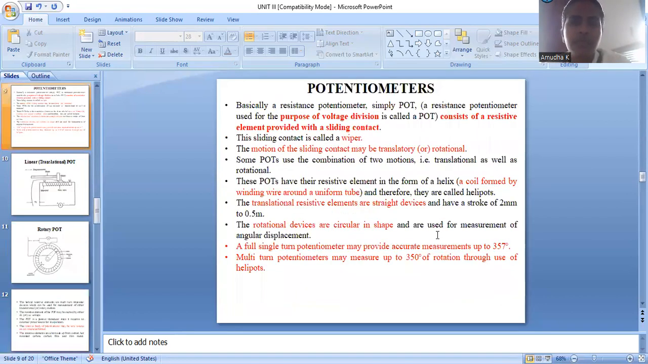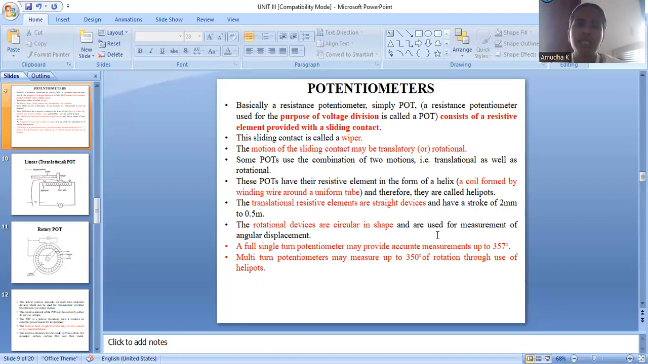One major example of a resistance transducer is the potentiometer. The resistance potentiometer, simply expressed as POT, is used for the purpose of voltage division. It consists of a resistive element provided with a sliding contact. The sliding contact is called the wiper. The motion of the sliding contact may be either translational or rotational.